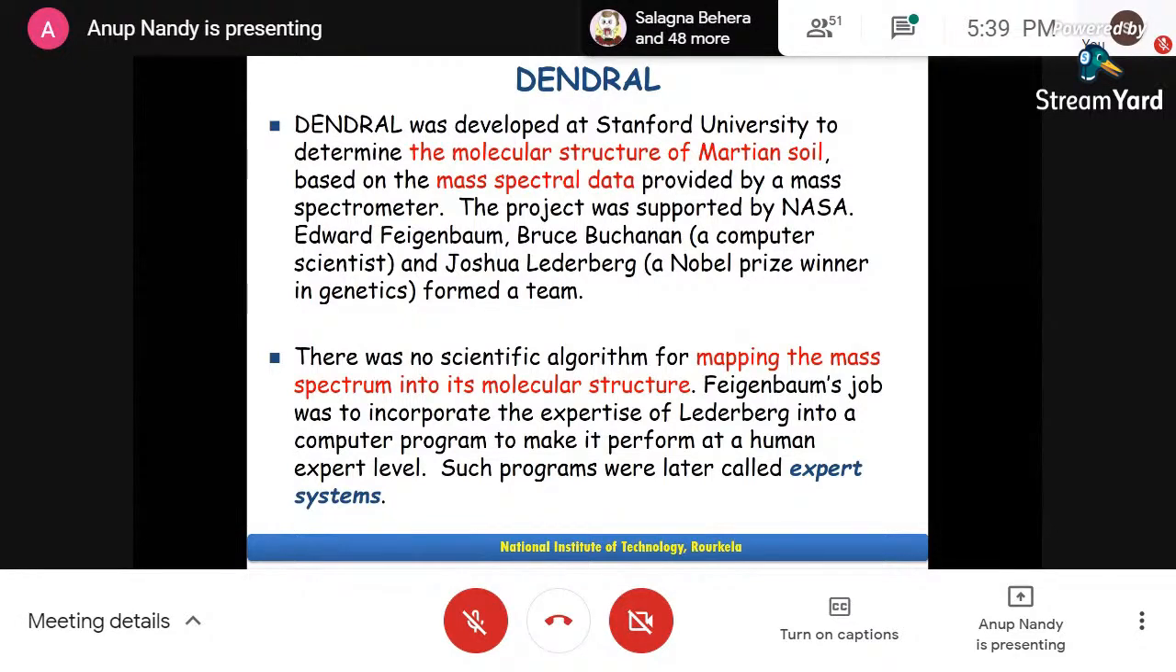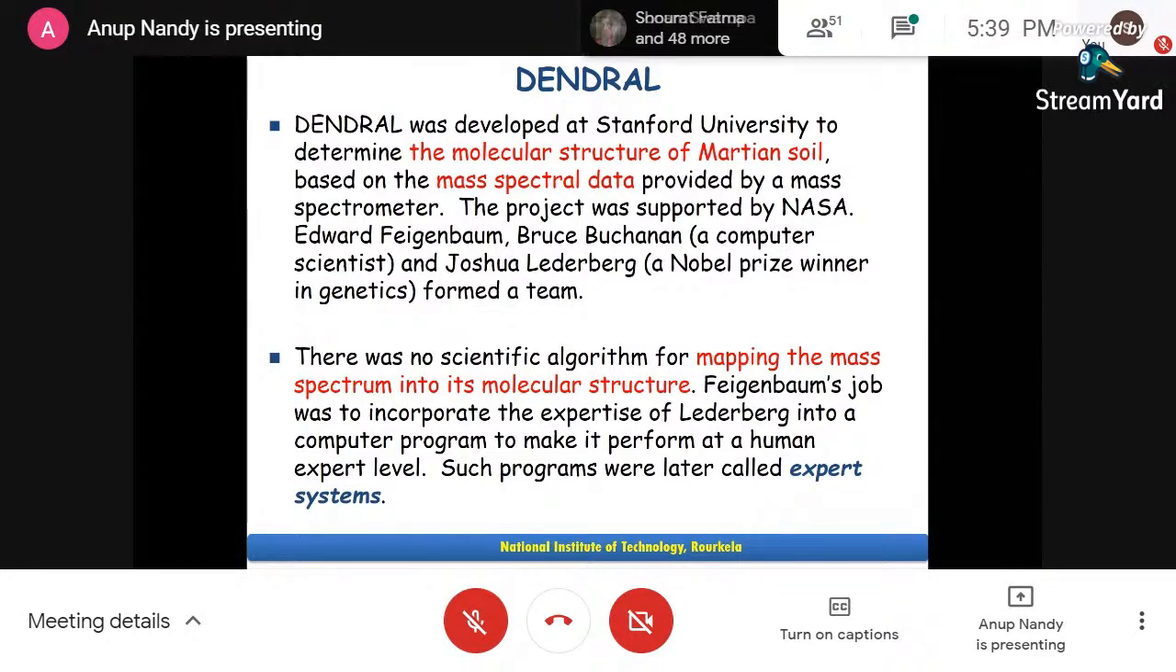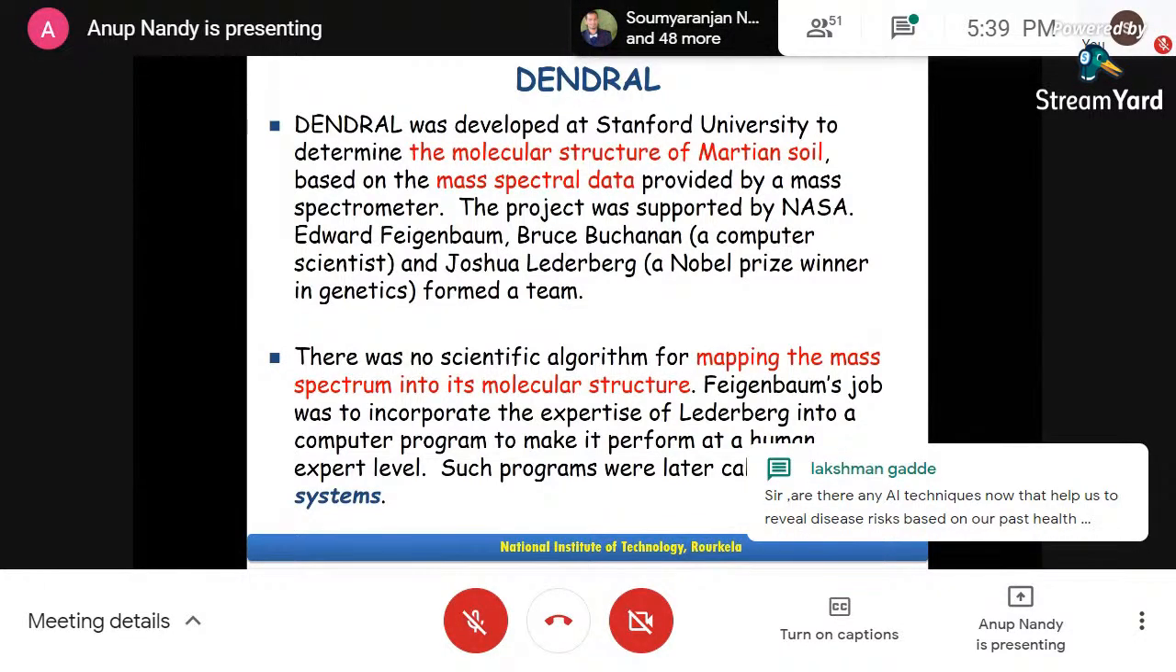It was the first expert system developed at Stanford University to determine the molecular structure of Martian soil. It is based on mass spectral data provided by a mass spectrometer. This project was supported by NASA. There was a scientist, Lederberg, a Nobel Prize winner, who was the main advisor or domain expert.